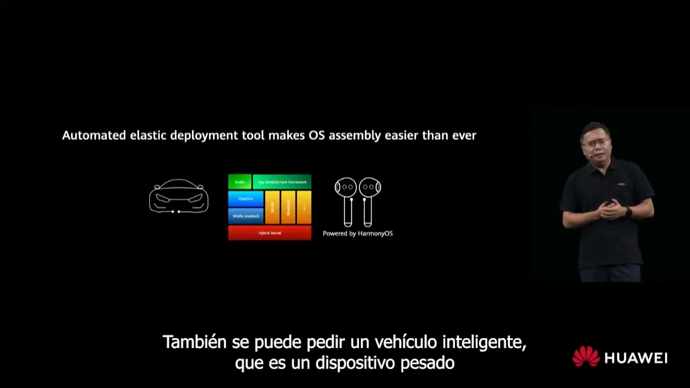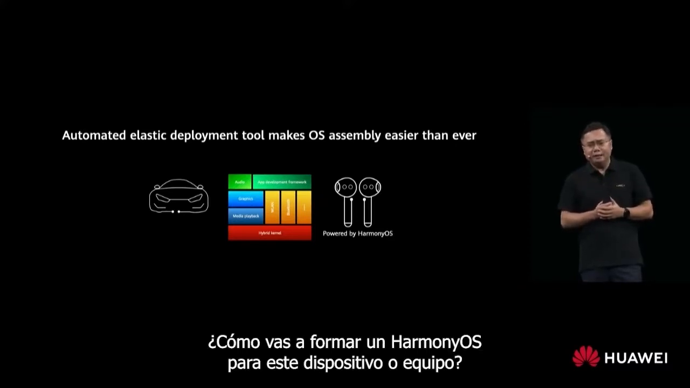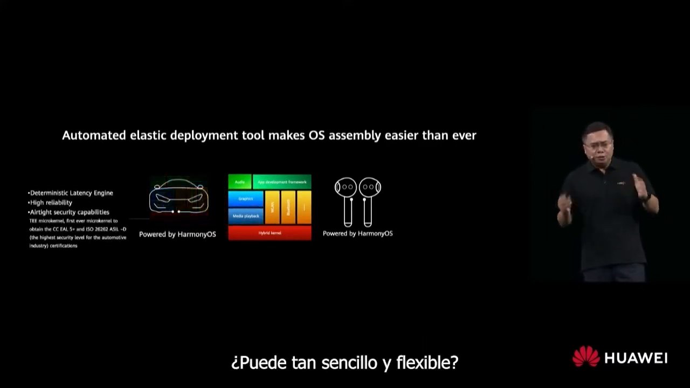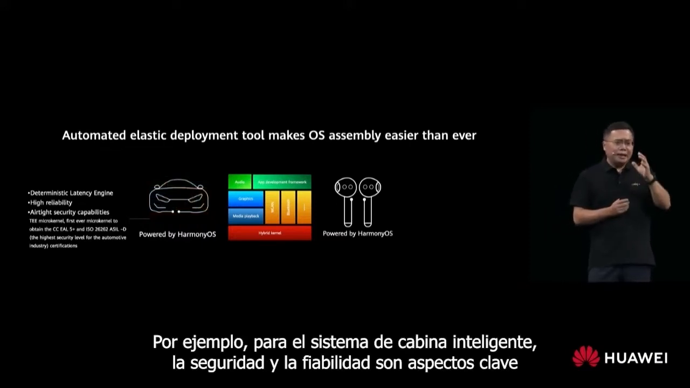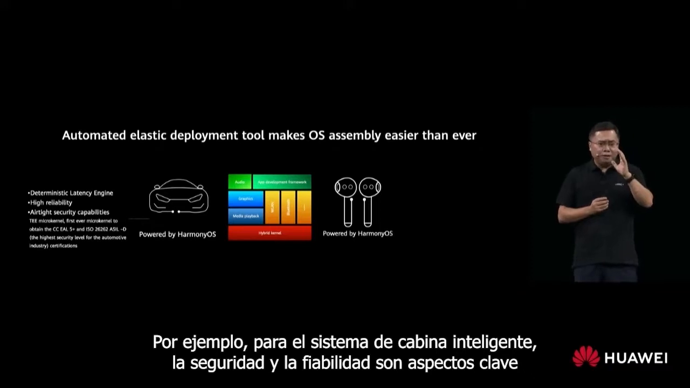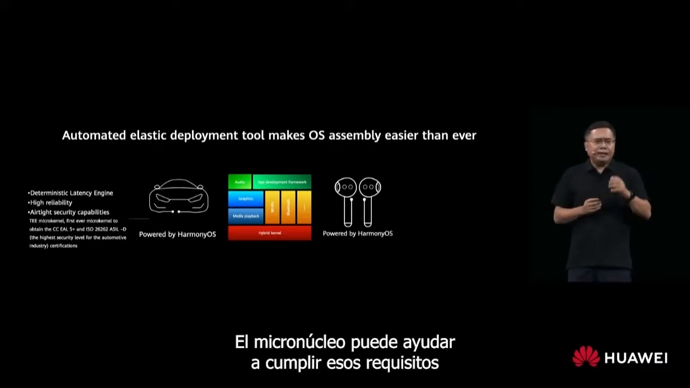You may also ask about a smart vehicle, which is a heavyweight device. How are you going to form a HarmonyOS for this device or equipment? Can it be that simple and flexible? For example, for the smart cockpit system, security and reliability are the top demands. The microkernel can help to meet those requirements.